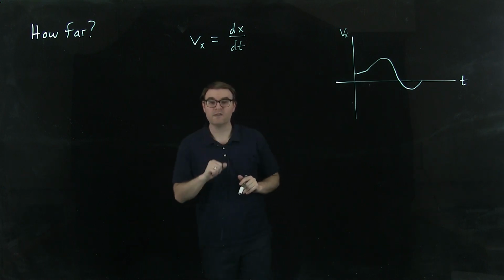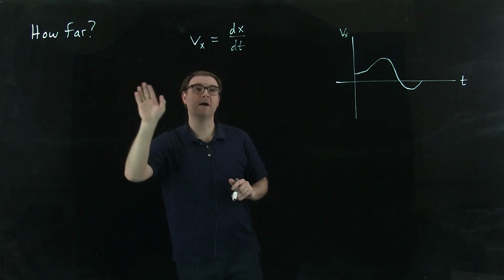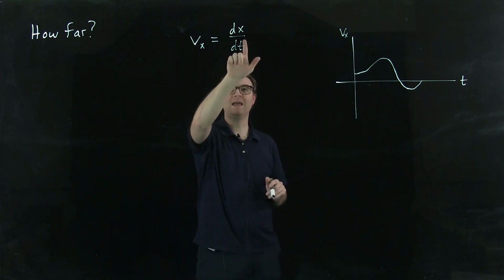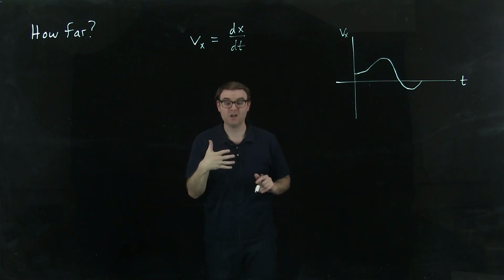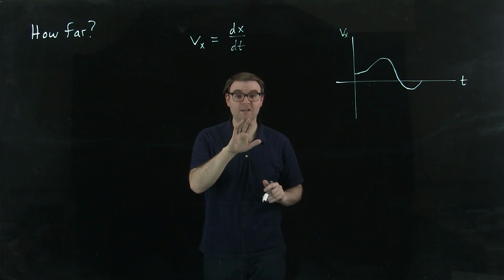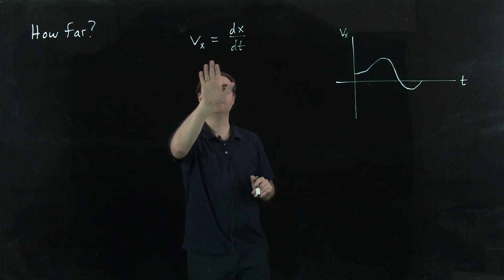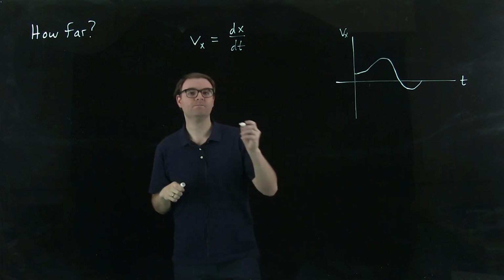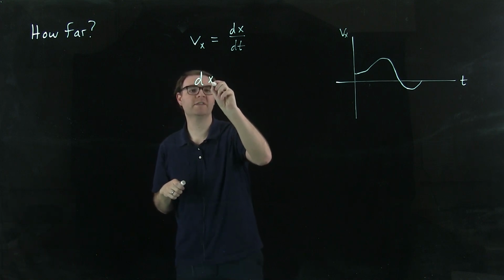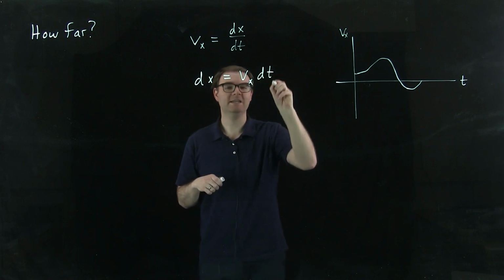The very first thing that I'm going to do is I want to know how far has the object moved. So from this definition, I need to get the position alone. And the only way to do that is to do something that your math teacher might have told you not to do, but is perfectly all right, which is multiply both sides by dt. And I'm going to rewrite this expression then as dx equals vx dt.